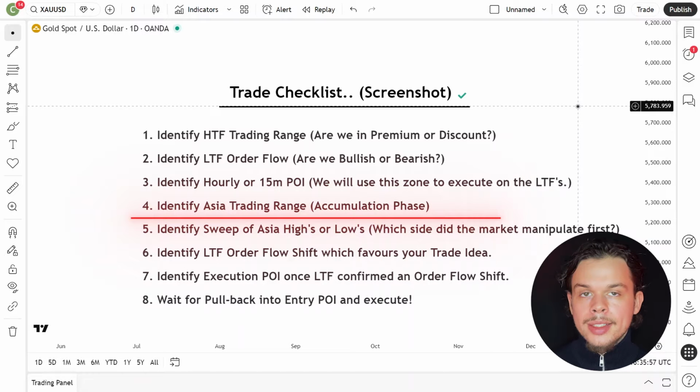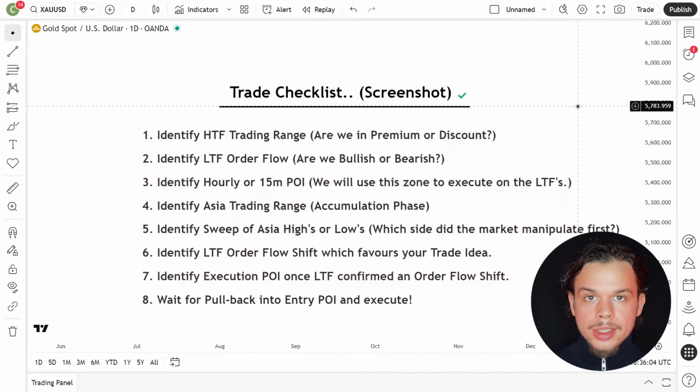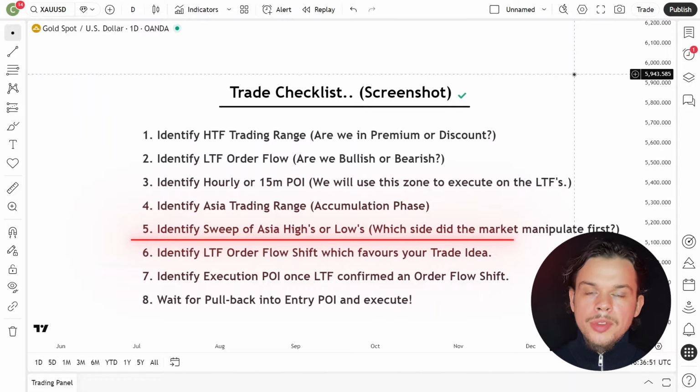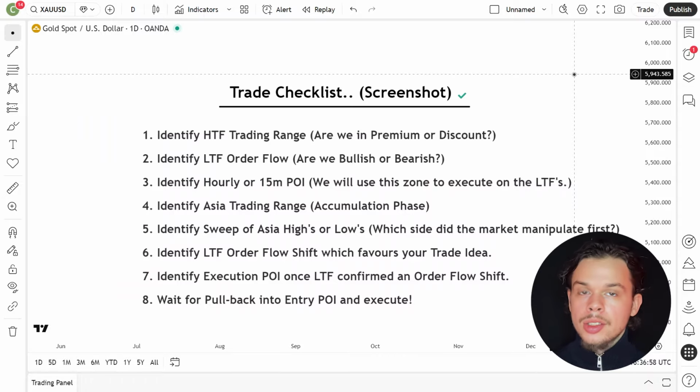Step 4, identify your Asia trading range, your Asia range highs and your Asia range lows, as these are key levels of time-based liquidity. Step 5, identify sweep of Asia highs or Asia lows, and ask yourself which one did it sweep first, as this will help you identify whether you will have a classical buy day or a classical sell day present, which are the two setups I'll be breaking down in this video.